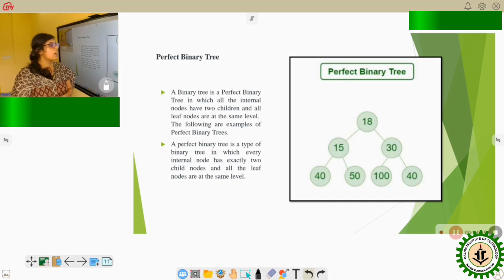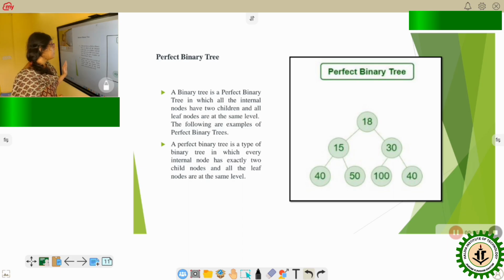Next is perfect binary tree. What is a perfect binary tree? A binary tree is a perfect binary tree in which all the internal nodes have two children and all the leaf nodes are at the same level. The following are the examples of perfect binary trees.